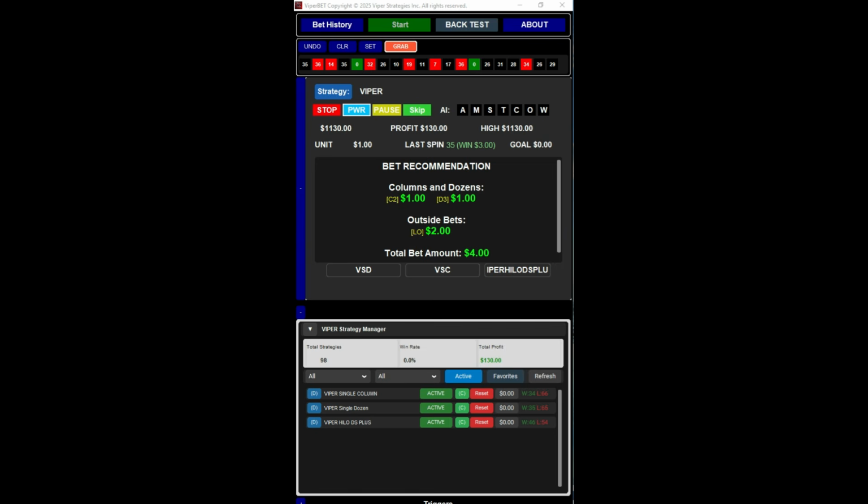So you can still see they're all activated, right? All strategies are activated. So the software will collect the data separately, right? So we're looking at Viper single column down here. We got 34 wins against 66 losses. Viper single dozen got 35 wins against 65 losses. And then we got the high low at 46 wins. That's almost a split. 46 wins, 54 losses. So altogether, that balances out to 115 wins against 185 losses.